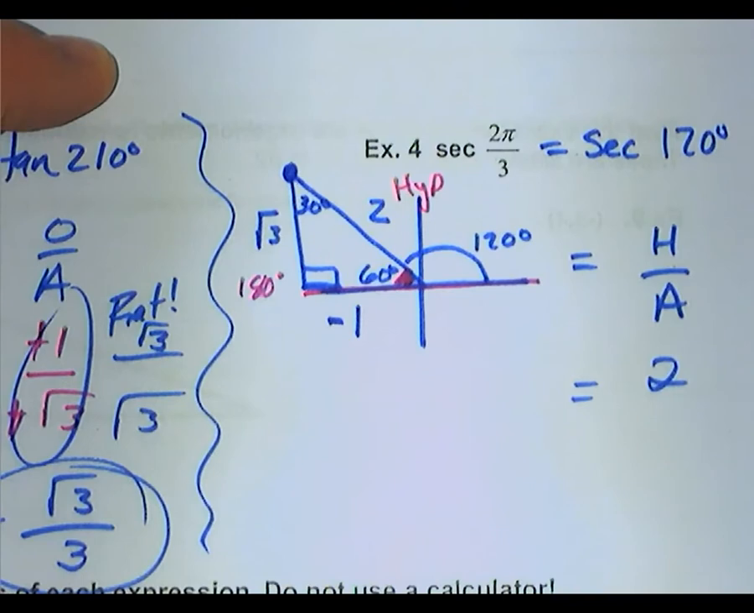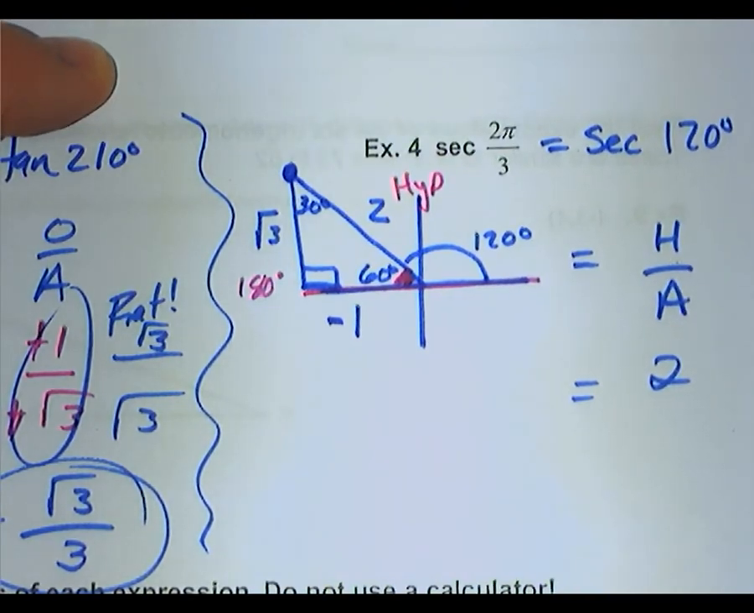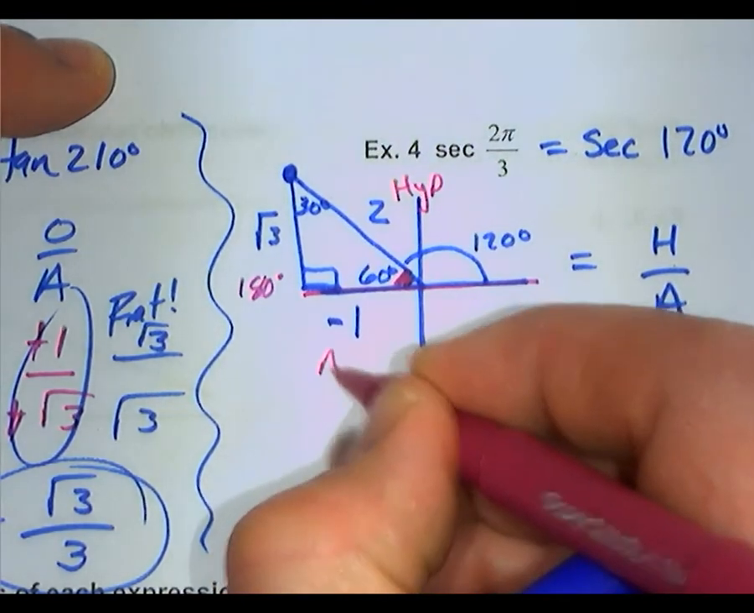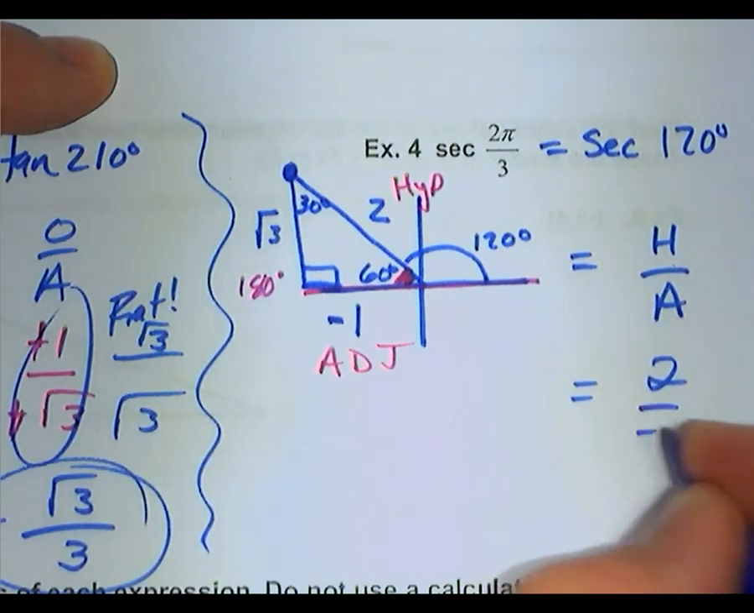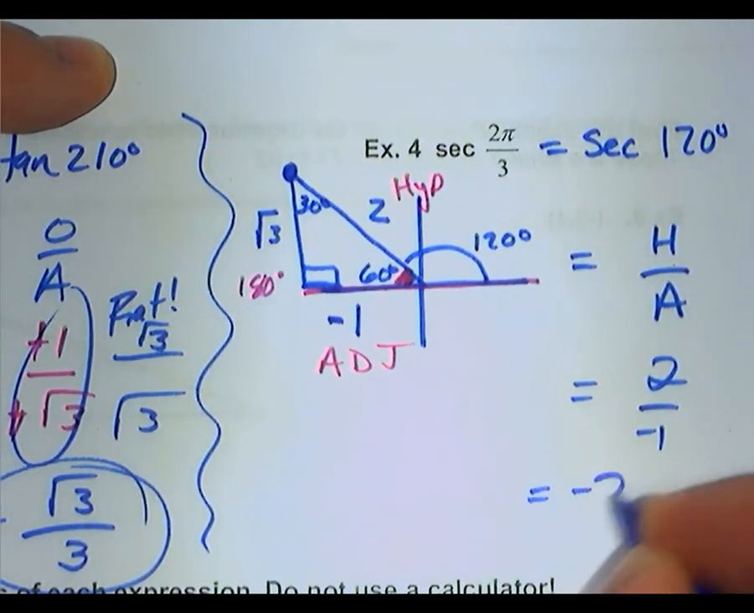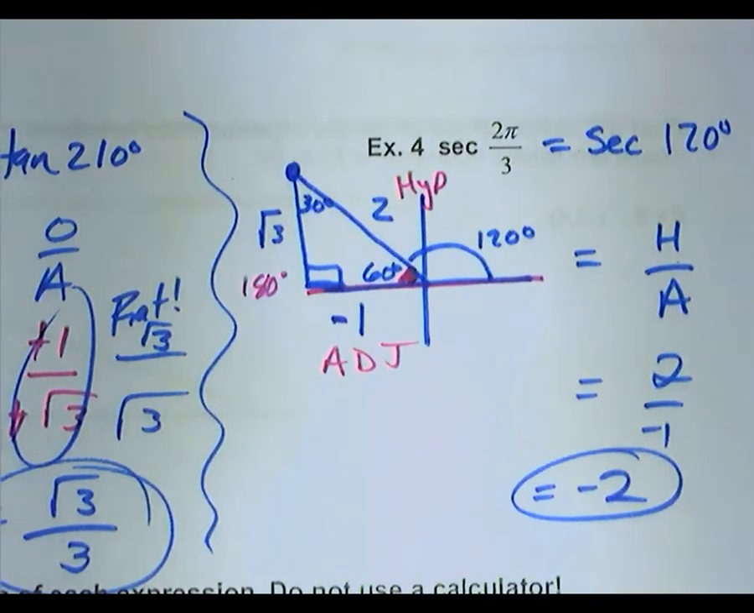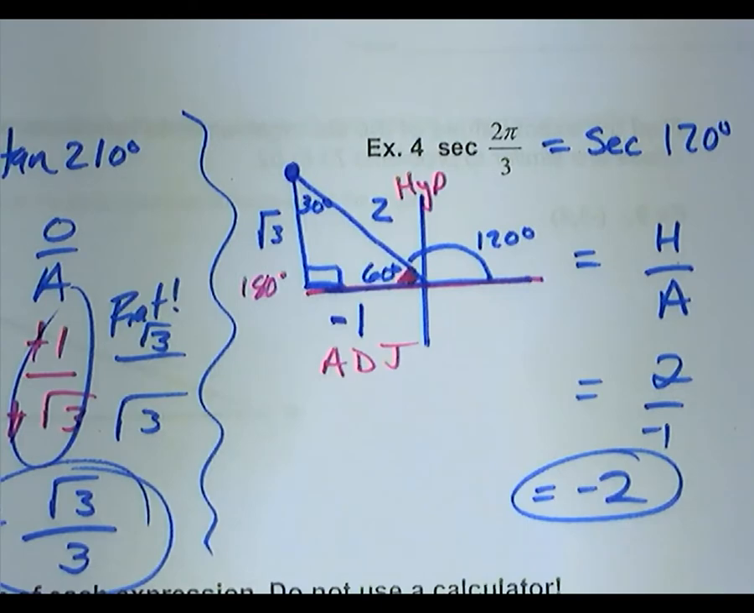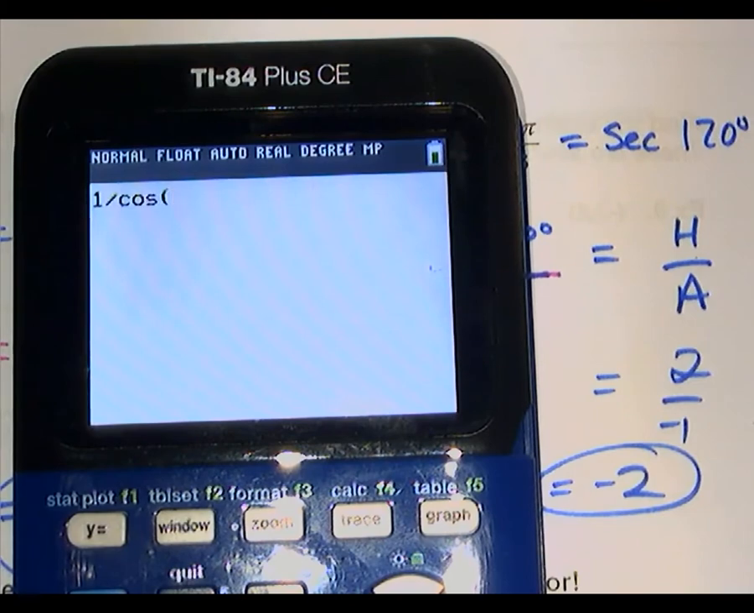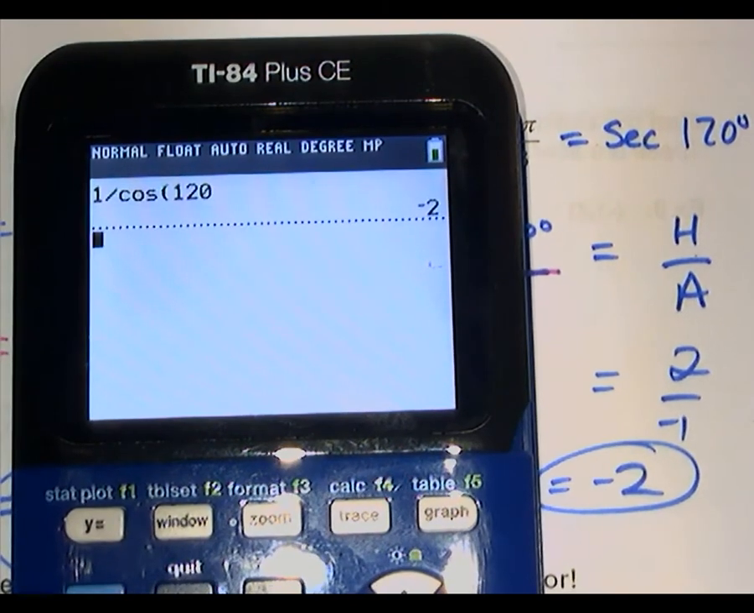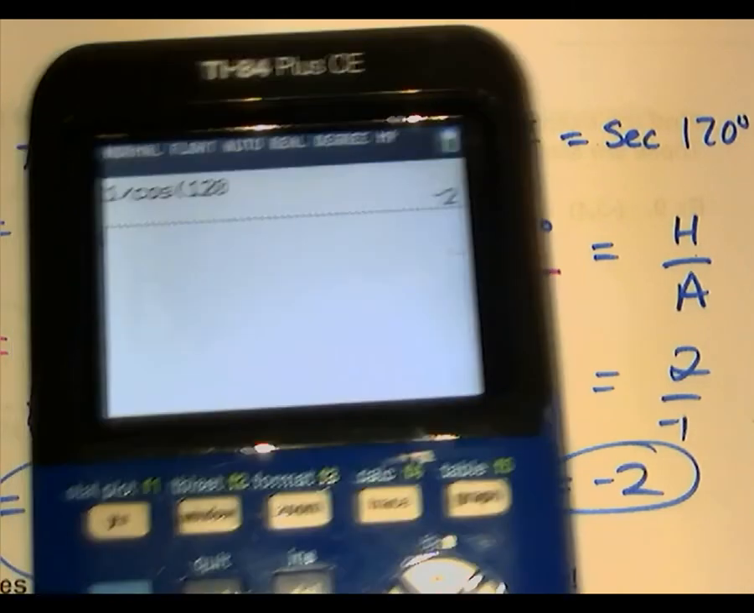Which one's adjacent? Lauren, which one's adjacent? -1. Adjacent guys will always, always be on the x-axis. Okay, so 2 over -1. If you want to simplify, that's just -2. Final answer. Okay. And again, secant is 1 over cosine. So if I do 1 divided by cosine of 120, there we go. I get -2. Okay, so I can check my work.